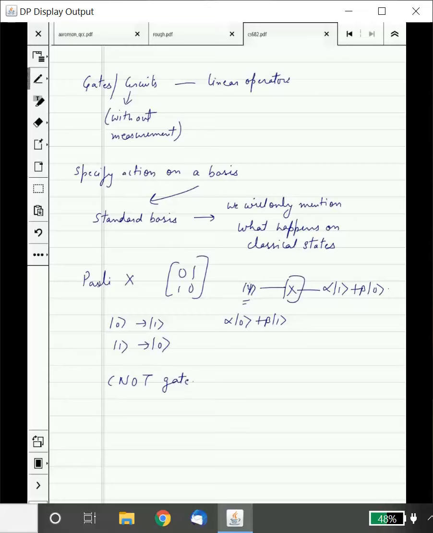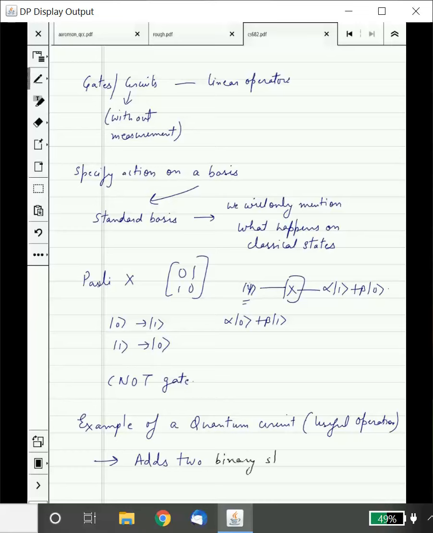Let us take a non-trivial example of a quantum circuit, which does some useful operation. We will try to make a circuit which adds two binary strings. This is definitely useful. Let's see a quantum circuit which can add two binary strings.